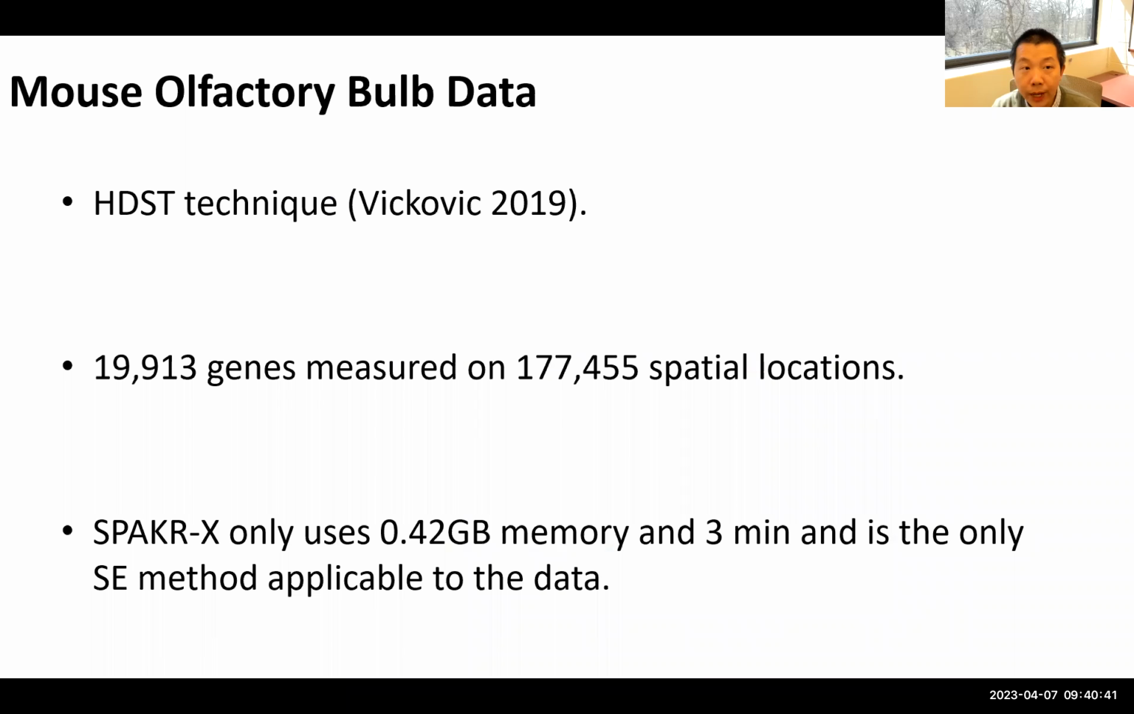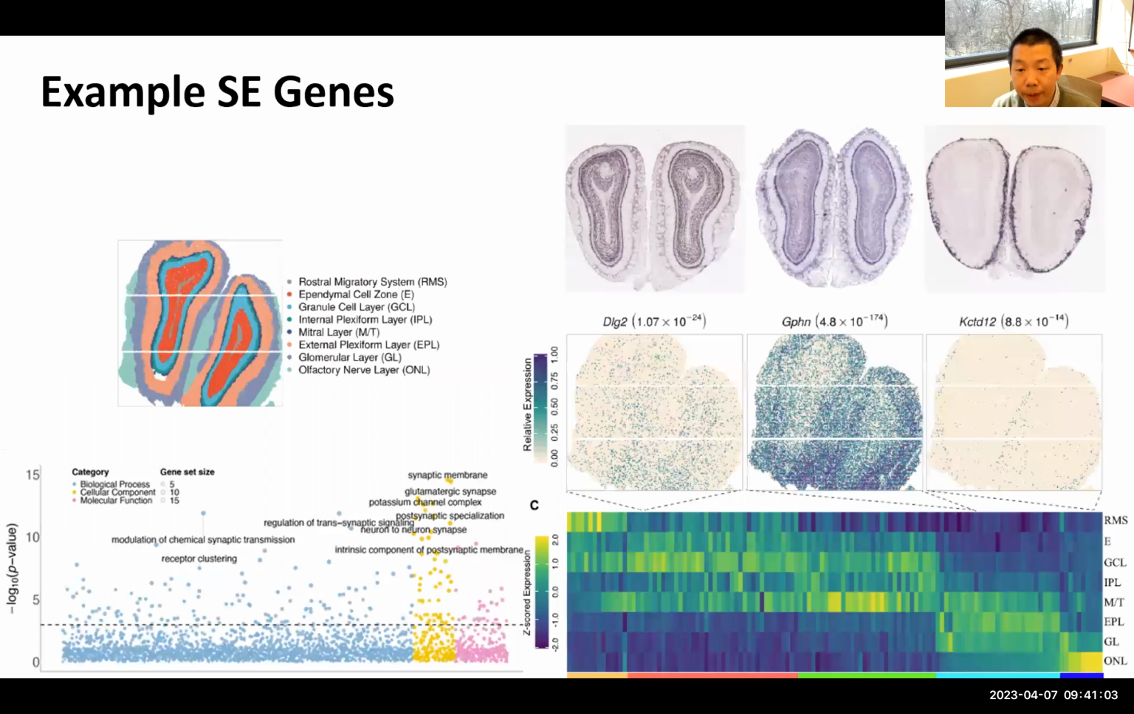And finally, we applied SPARK-X to a very large dataset collected by HDST, which contains 20,000 genes measured on 177,000 spatial locations. On this data, none of the other methods would work, while SPARK-X only uses 0.4 GB memory and takes 3 minutes. It's the only method that's applicable here. And all the results still make sense, and gene set enrichment gives you top pathways related to synaptic connection or neuron synapse.